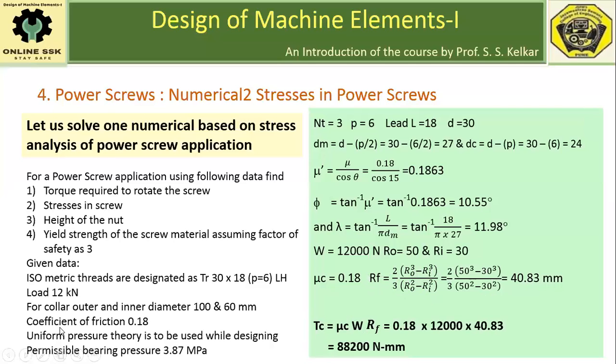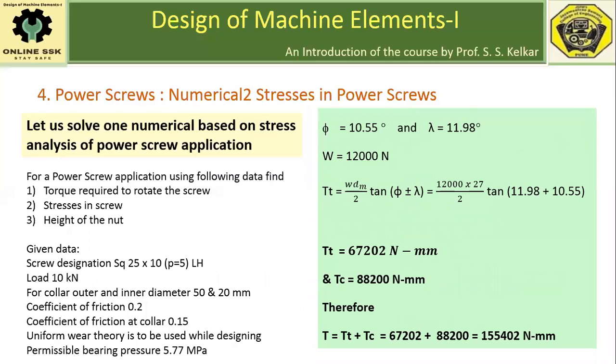They have specified only one value for coefficient of friction, and they have not specified coefficient of friction for the collar separately. Therefore, assuming the same value of mu for the collar also, the coefficient of friction at the collar is equal to 0.18. Now we have the value of mu c, W, and RF, so we can calculate TC, the torque required to overcome the collar friction, which is equal to 88,200 Newton millimeter. I have carried forward the given data here.